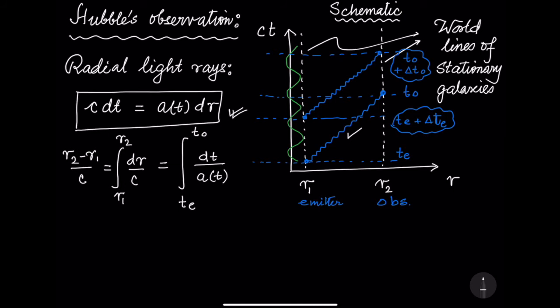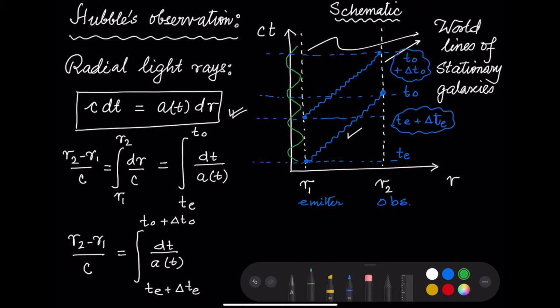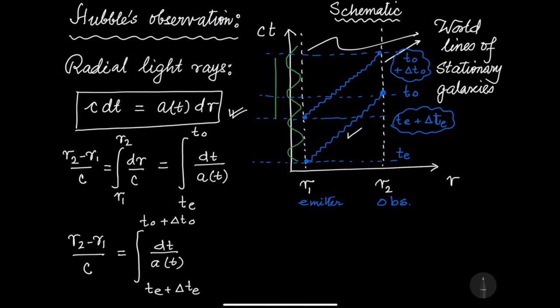For the second light ray, it is still r2 minus r1 by c, because the galaxies, as we have assumed, don't move. But the time integral is now different. The time integral limits will now be t emitted plus delta t emitted to t observed plus delta t observed. So if you want to have a count of that in this diagram, t emitted plus delta t emitted to t observed plus delta t observed is this time.